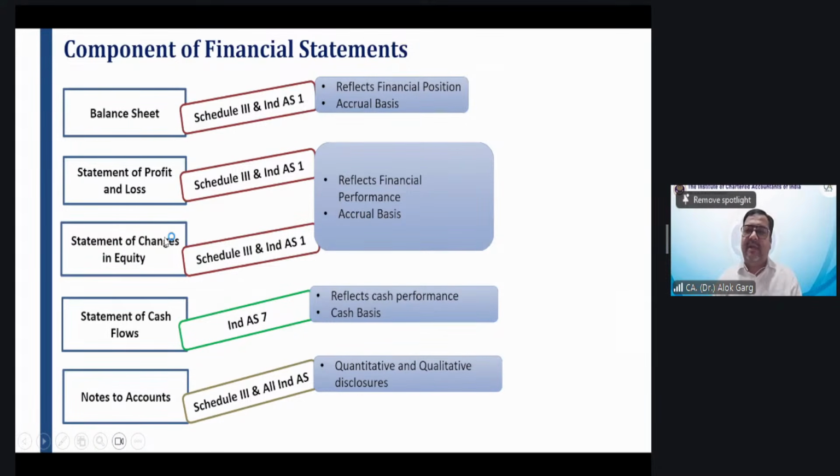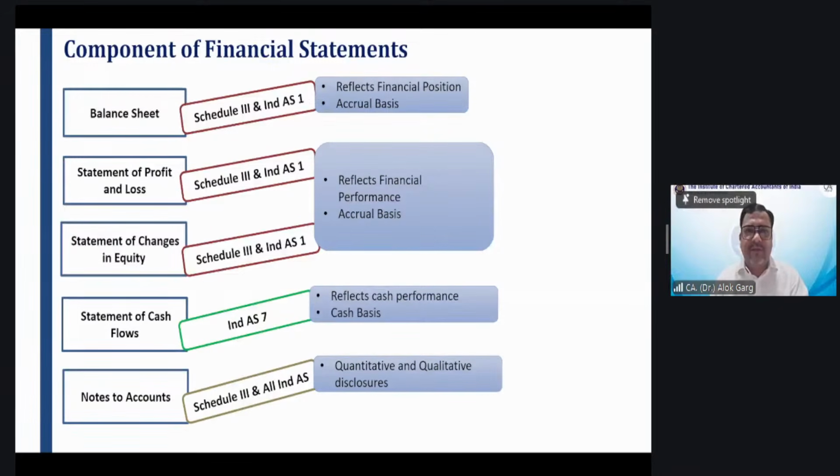The entire financial statements are prepared on an accrual basis, right? We all know, according to Ind AS 1, one of the general features of the financial statements is the accrual basis. The Companies Act also says that if companies have to prepare their financial statements, it has to be on an accrual basis. But there is only one component in the financial statements which is not prepared on an accrual basis, which is prepared on a cash basis. And which is that statement? That is the statement of cash flows.